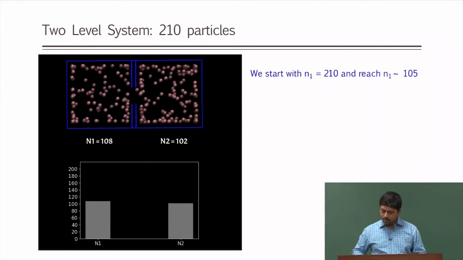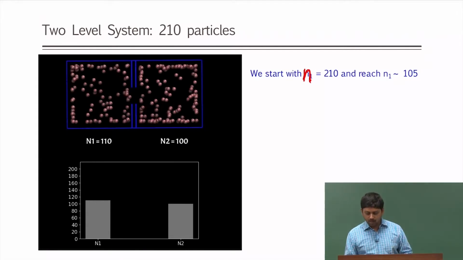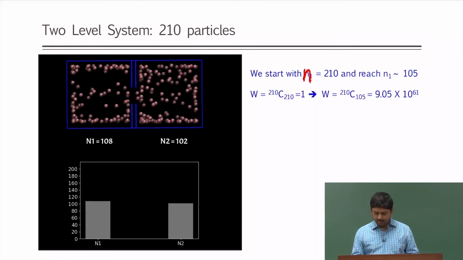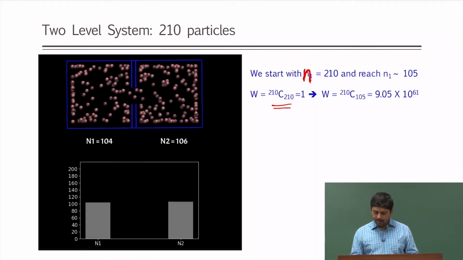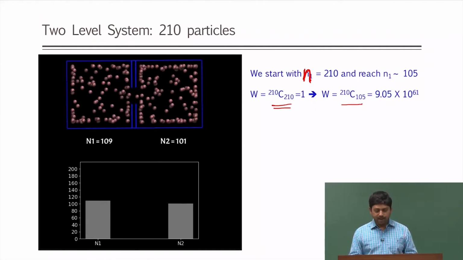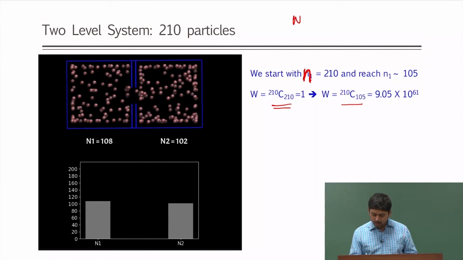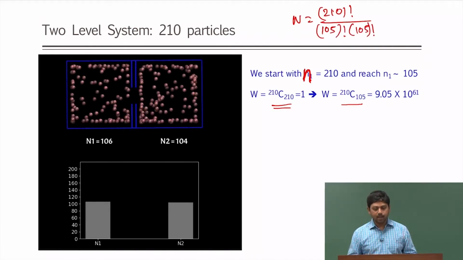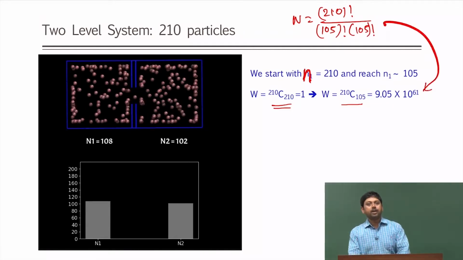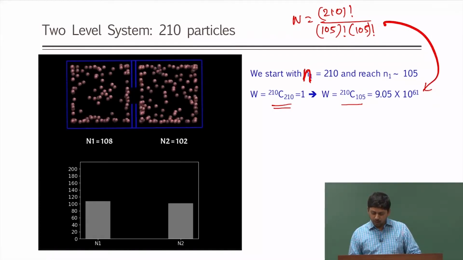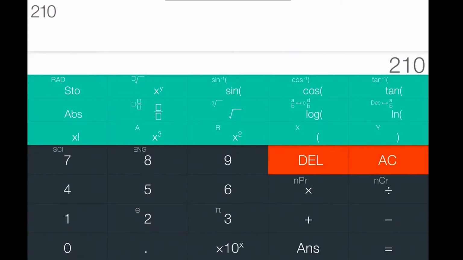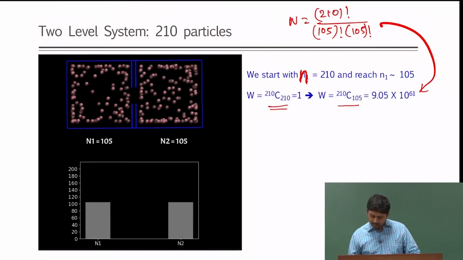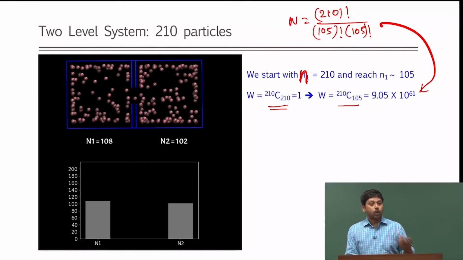Here n equal to 210 and n1 is 105. When all the particles were on one side, it is NCN, and that is only 1. When half the particles have gone to the other side, n1 is 105, and that is a big calculation. So W is 210 factorial divided by 105 factorial multiplied by 105 factorial, and that gives 9.05 into 10 to the power 61. I will show you the calculation here itself. 210 C 105, you see 9.05 into 10 to the power 61. That many possibilities it is going towards.